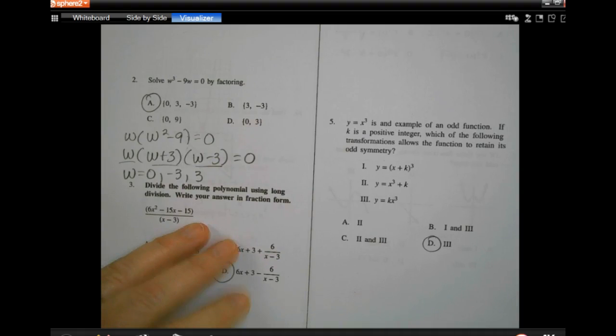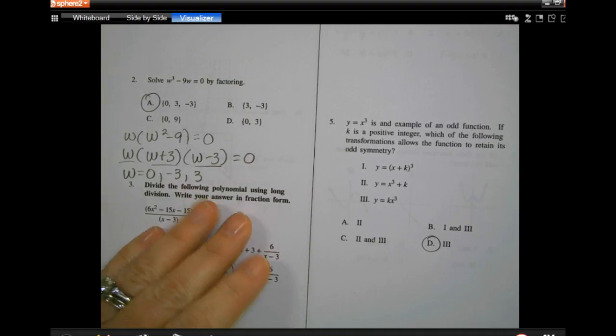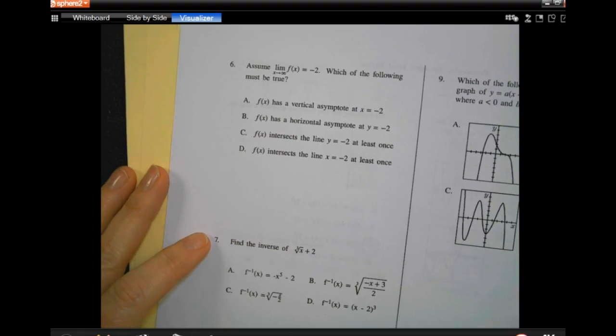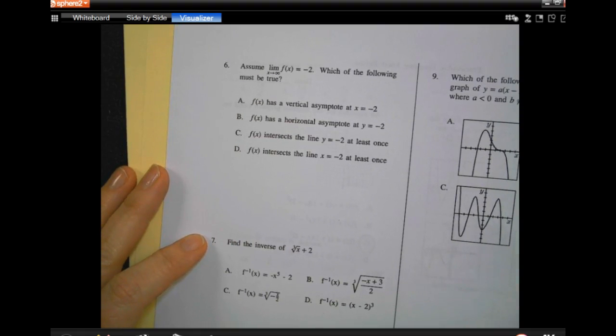You want to pick the one that allows it to stay going through 0, 0. Where should I go for math time? What do you think number 6 is?